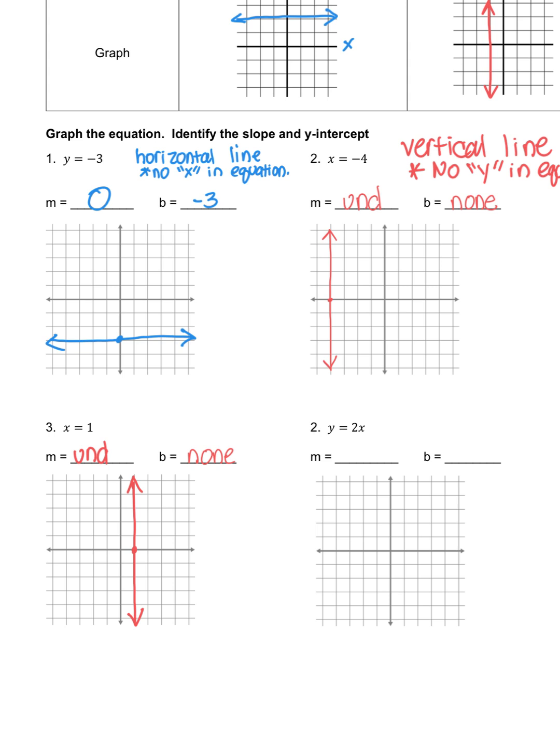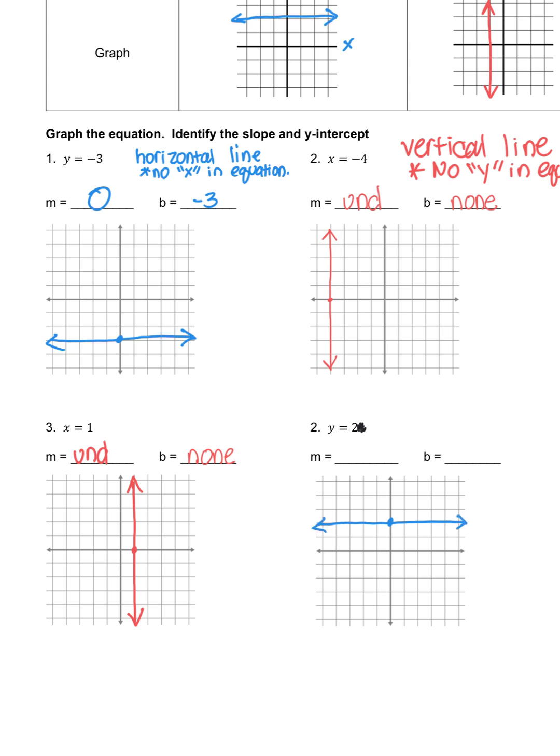Let's go ahead and do number 2. Y equals 2. So let's graph that. Now what is our slope for this horizontal, or wait, it says y equals 2x, not just 2. So let's undo that. Mine's actually incorrect, so let me fix mine. All right, so we have y equals 2. So let's graph y equals 2. And let's graph that line.